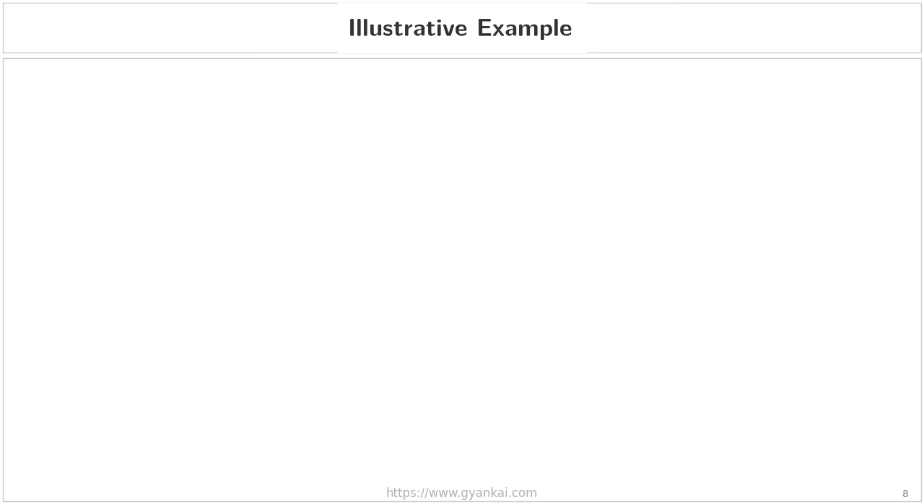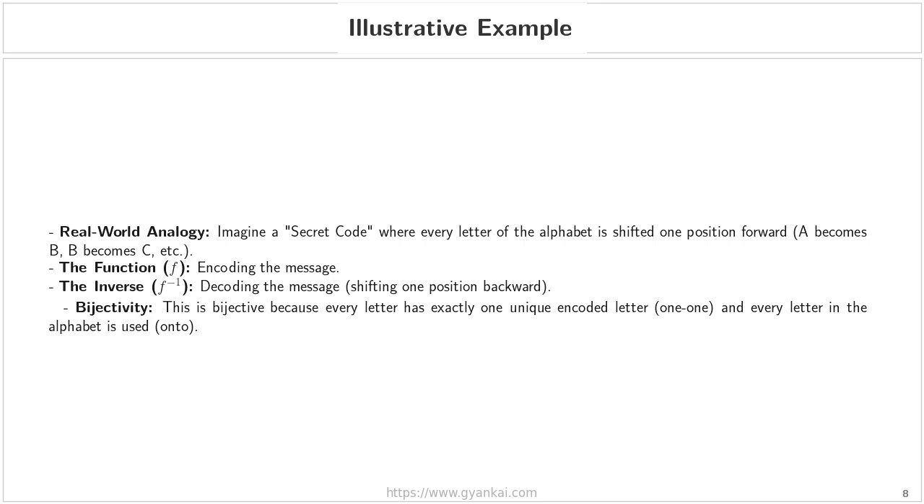Illustrative example. Now that we have covered the theoretical definitions of 1-1 and onto functions, let's move on to slide 8, where we will see these concepts in action through an illustrative example. To begin, let's use a real-world analogy to make the concept of an inverse more intuitive. Imagine you are using a secret code where every letter of the alphabet is shifted one position forward. For instance, A becomes B, B becomes C, and so on.